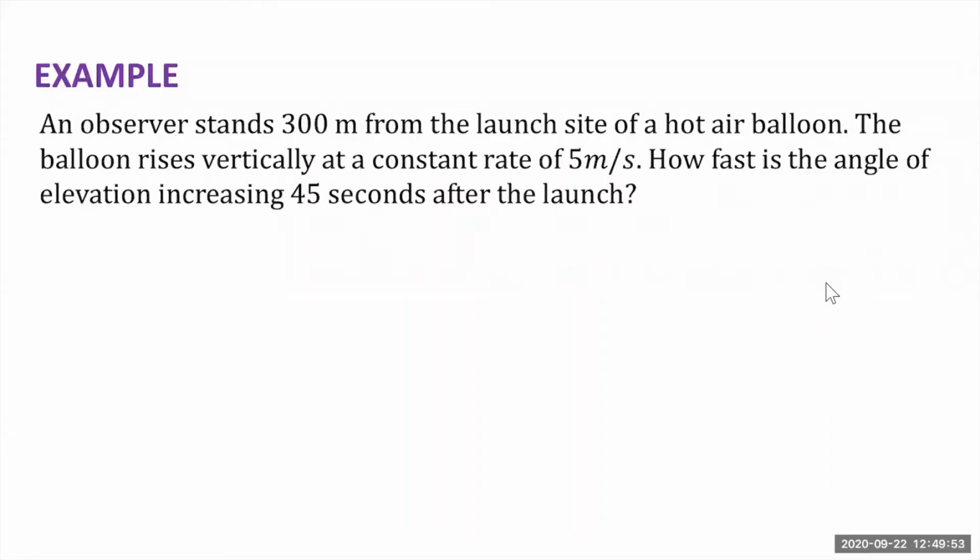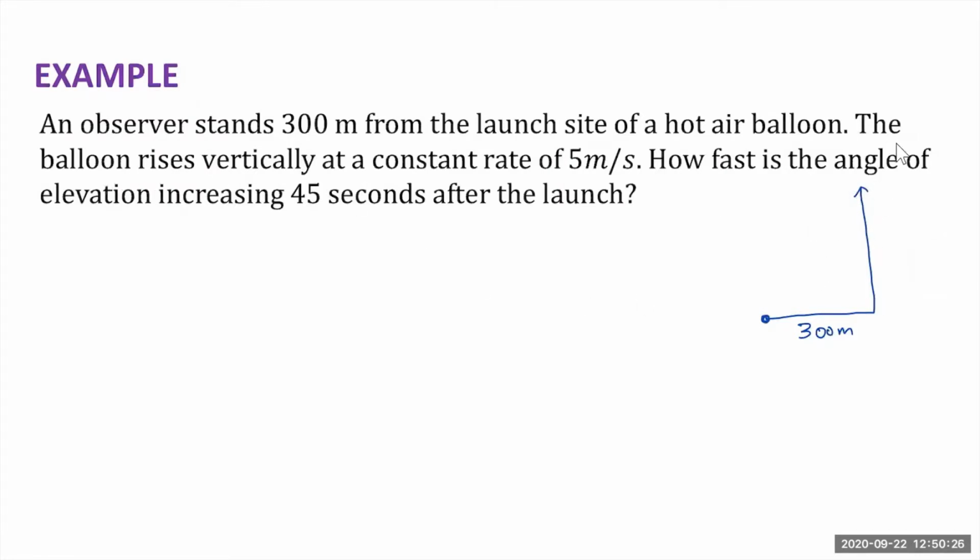So the hot air balloon is rising vertically upward. Maybe somewhere there it's rising up like that. And there is an observer who is standing 300 meters from the launch site. So somebody is looking from here, which is 300 meters from where this hot air balloon is going up.